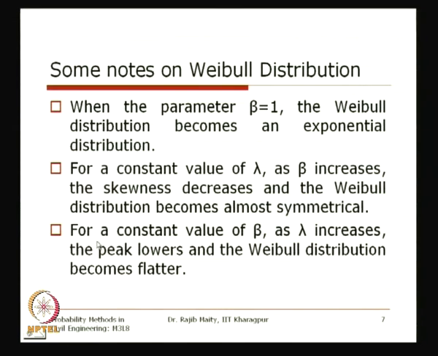On the other hand, if we take beta as constant, some constant value of beta, and increase lambda, then the peak lowers and the Weibull distribution becomes flatter. The Weibull distribution becoming flatter means that its peakedness reduces, its skewness also reduces, it becomes flatter. If we see its shape depending on different combinations of these parameters, lambda and beta, then this will be more clear to us.